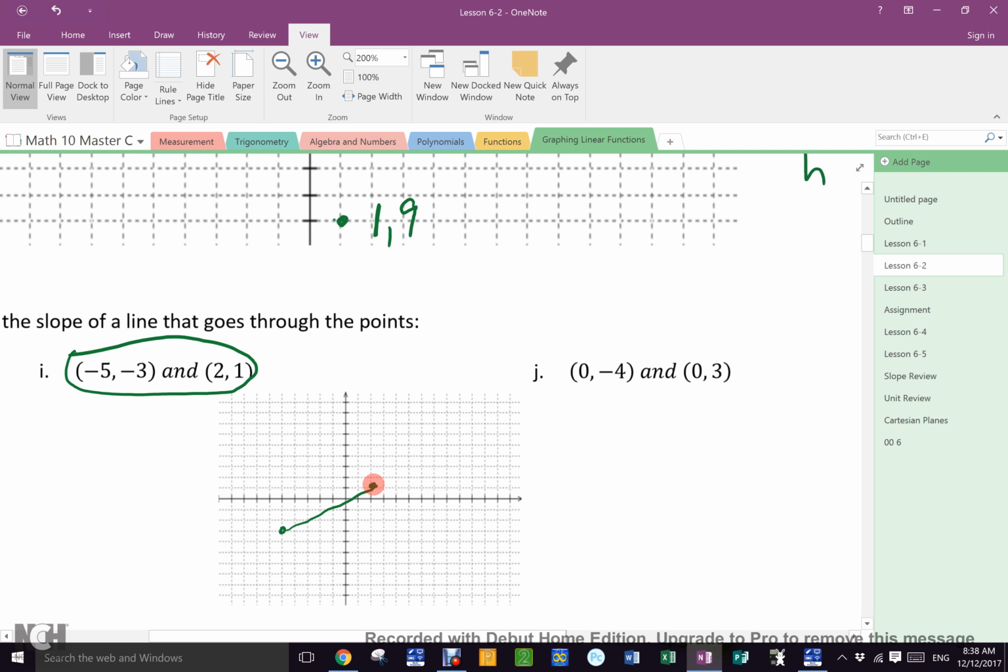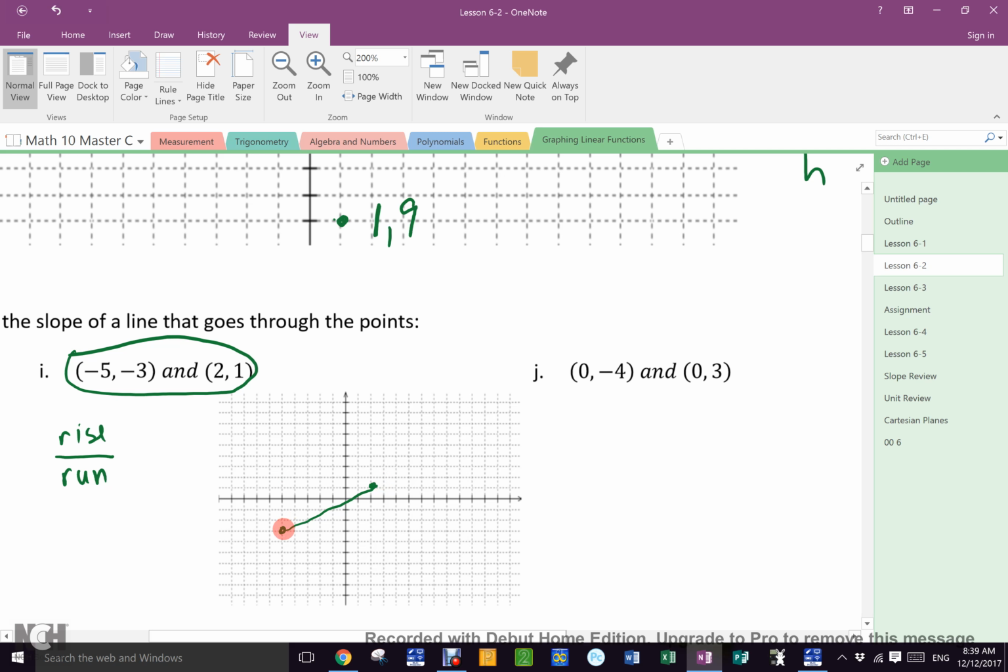Count. Excellent. Which do I count first? Does it matter? No, but it matters how I write them down. How do I have to write them down? What must the fraction look like? Rise over run. So if I'm going from here to here, I like to count my rises first.